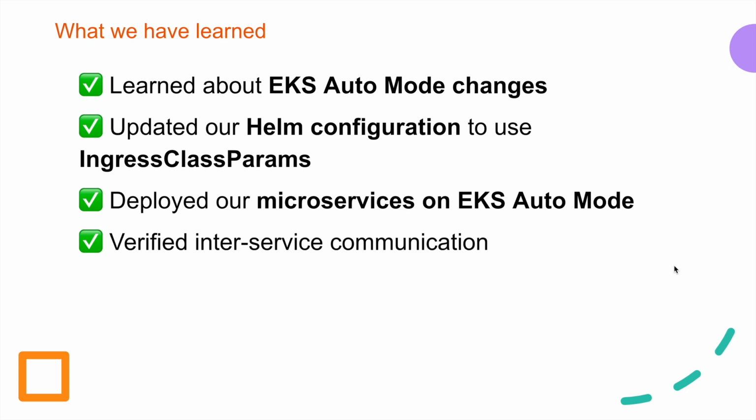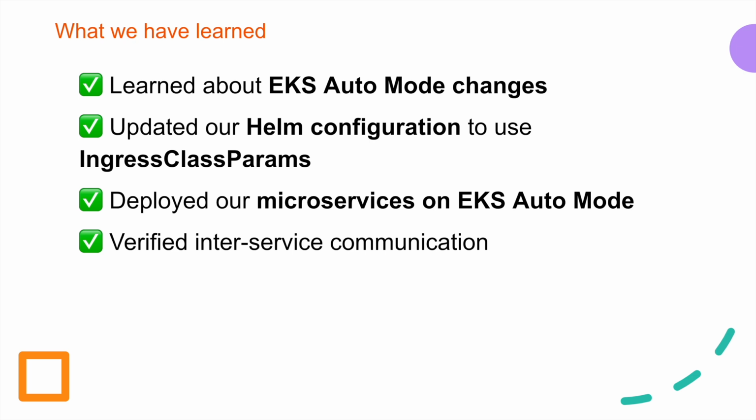So what we have learned: we learned about EKS Auto Mode changes. We updated the Helm configurations to use Ingress class params. And we deployed our microservices on EKS Auto Mode and verified the inter-service communication.